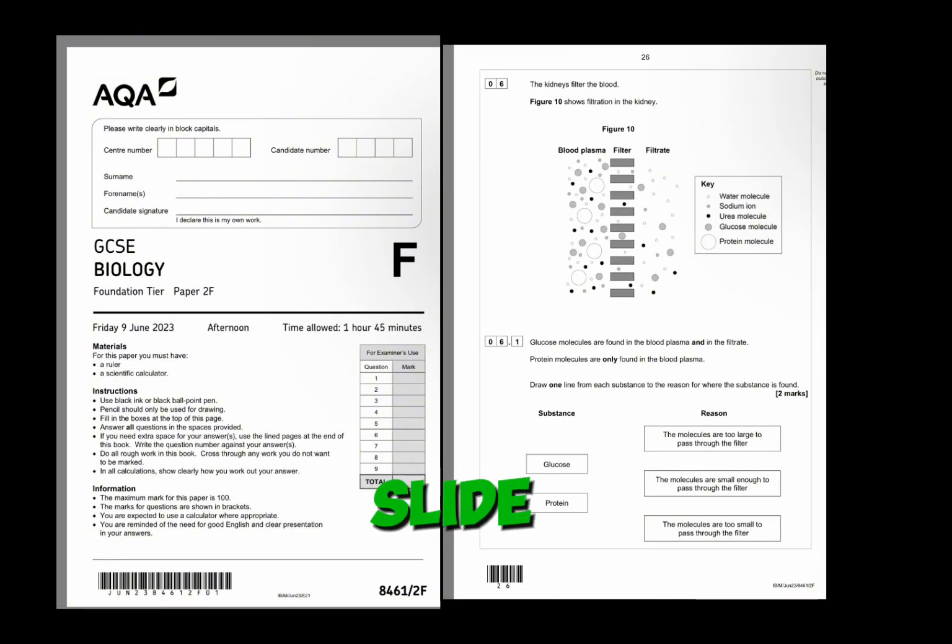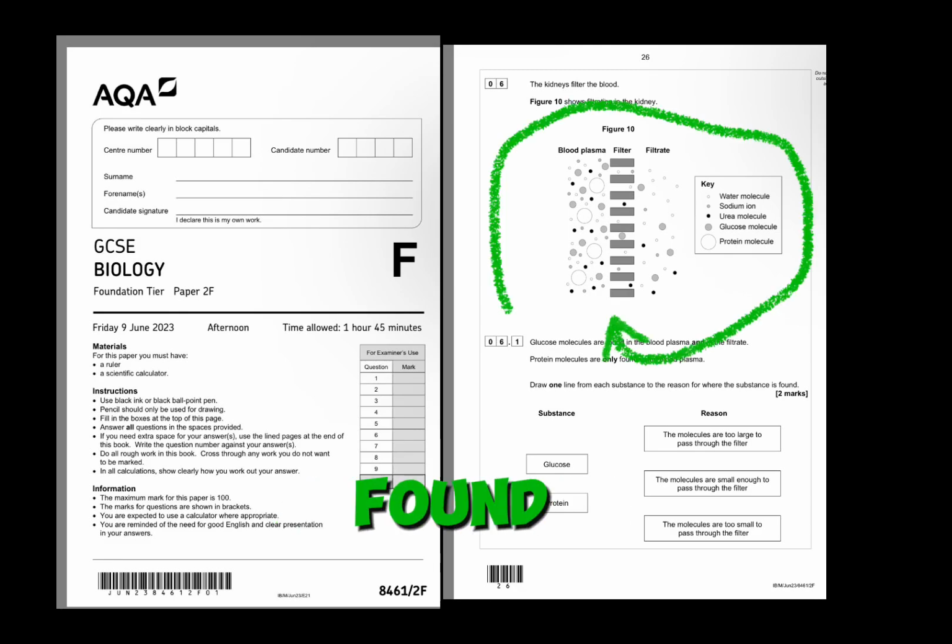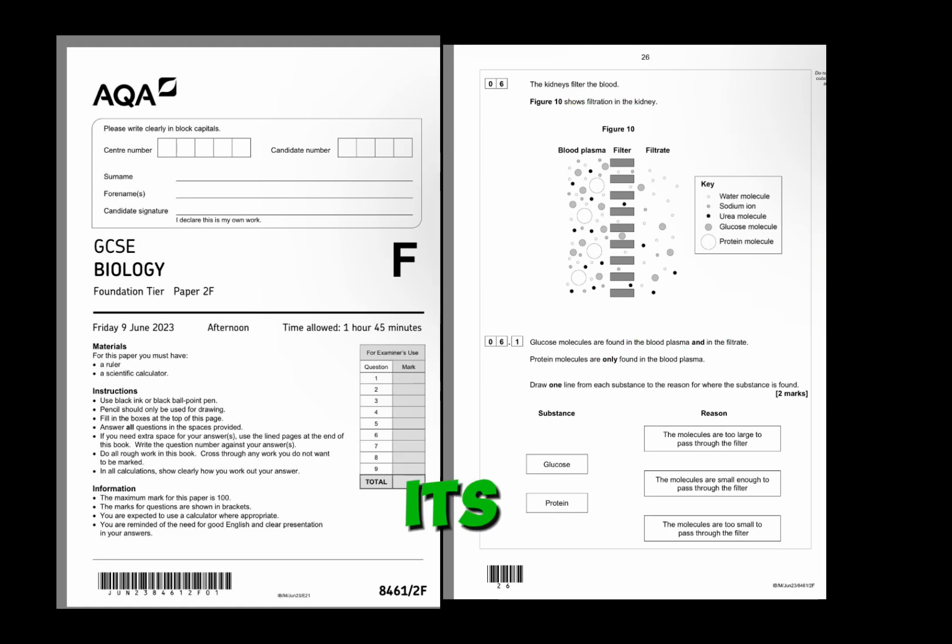Let's begin our next slide showing Figure 10. Here you can see the details of this figure showing filtration happening in kidneys. Now you can see the blood contains plasma where water, salts, glucose and protein molecules are found. Let's see the filtrate, where some contents of blood are filtered out as filtrate through the renal filter. Now keeping this diagram and its details in mind, let's address the first question, which is 6.1, and it asks you to match the given molecules by drawing lines to match the options given in front of them.